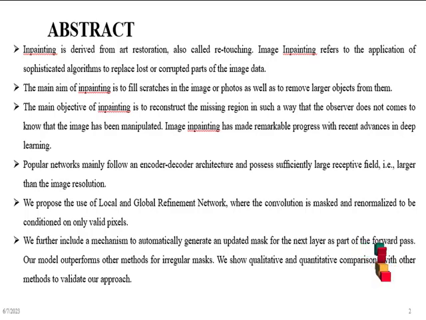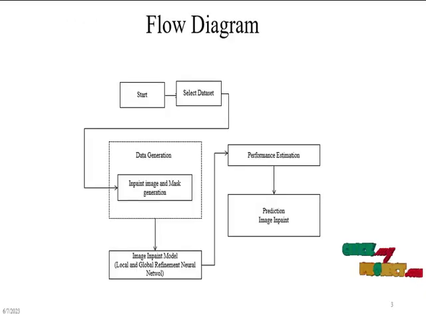The flow diagram of the project is: first we start the program and select the dataset. After that it will go into data generation or mask generation. In that we create the mask for our input images, then apply it to our training model. Here we are using the local and global refinement neural network algorithm, which applies the autoencoder-decoder layers to compare the original images and mask images, and generates the inpainted images using the neural network algorithm.